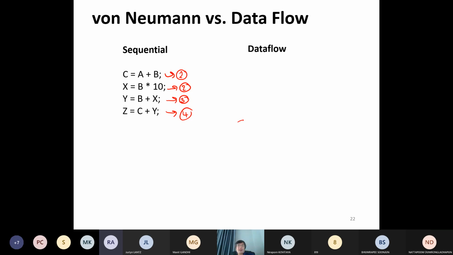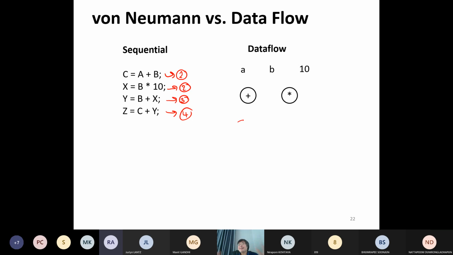A data flow model would look something like this. If you look at the program on the left, you see A and B. Okay, I'm going to add them together. But if you look at the second line, can I compute C and X at the same time? If I have B and A, can I compute both C and X at the same time?